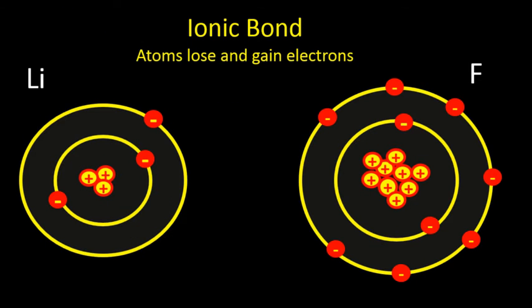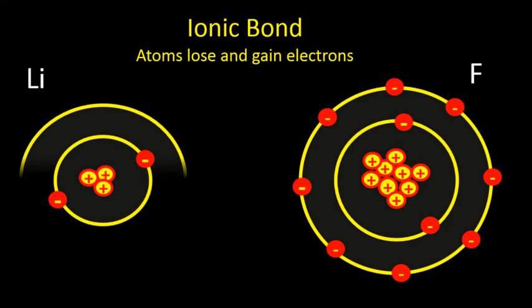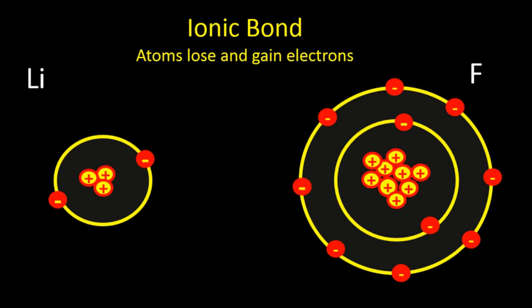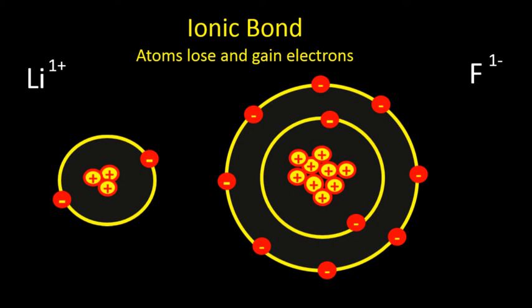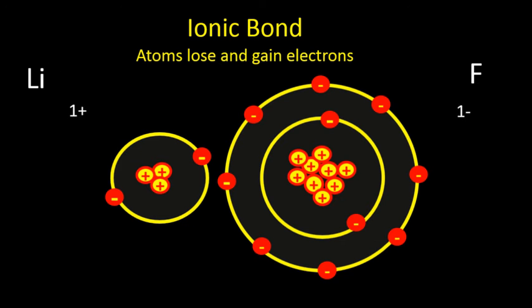Next we have an ionic bond, where atoms lose and gain electrons. On the left we have a lithium that will lose an electron, and a fluorine will gain the electron. So now the lithium has a full outer shell, and the fluorine also has a full outer shell. This creates a lithium positive ion and a fluorine negative ion. These two opposite ions are going to attract, creating an ionic bond where one is positive and one is negative.